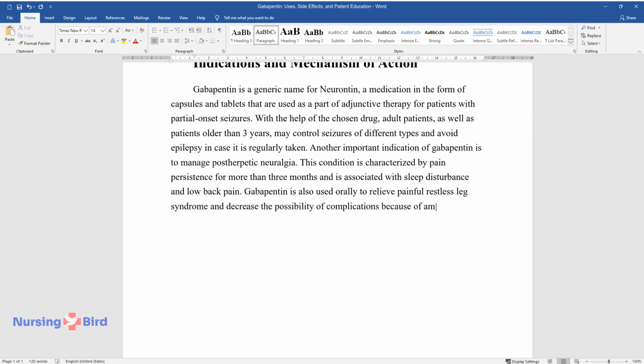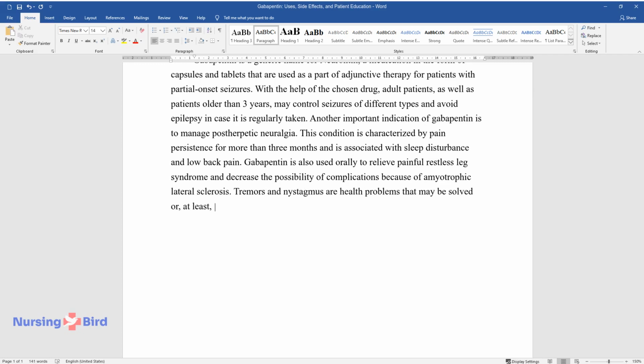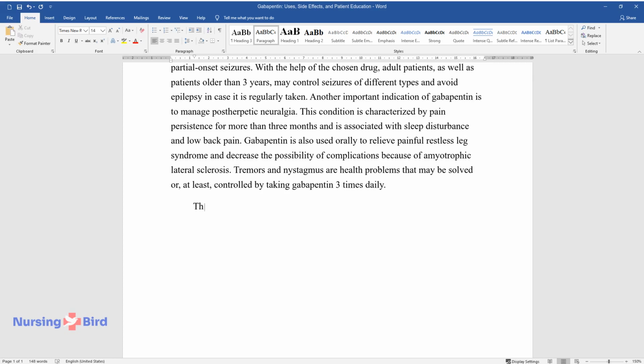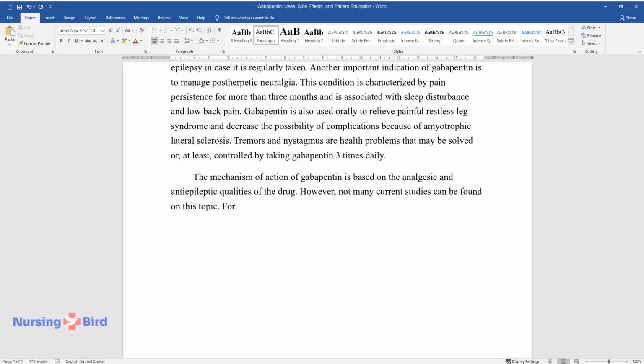of amyotrophic lateral sclerosis. Tremors and nystagmus are health problems that may be solved or, at least, controlled by taking gabapentin 3 times daily. The mechanism of action of gabapentin is based on the analgesic and antiepileptic qualities of the drug. However, not many current studies can be found on this topic.